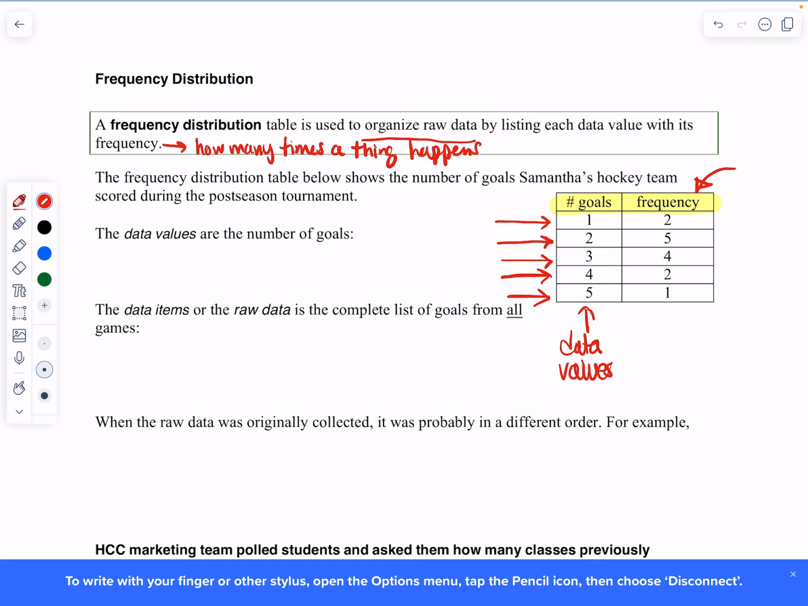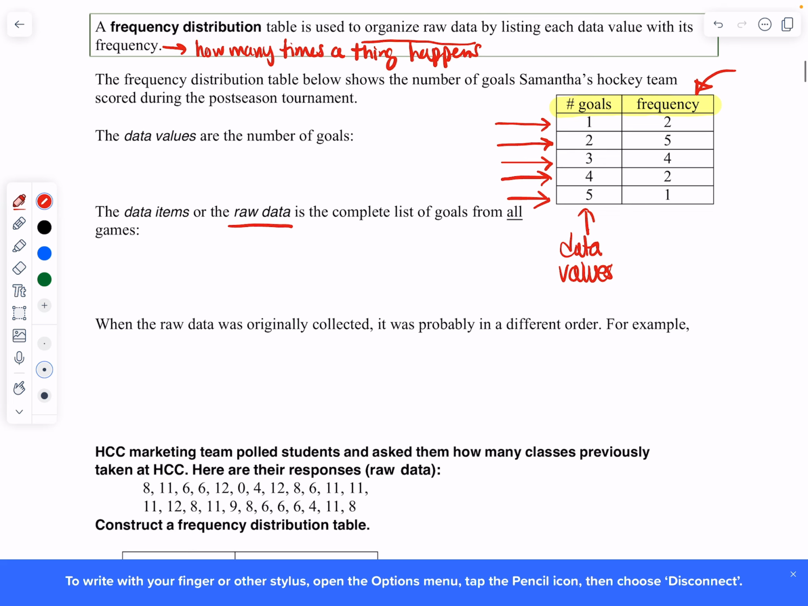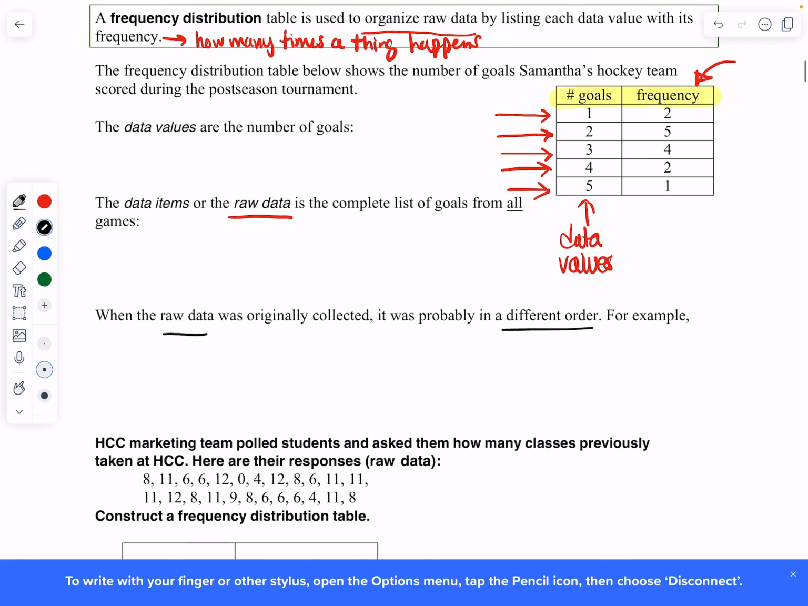The data items that we just looked at, which in this case was the number of goals, is a complete list. This is called raw data because I'm not really doing anything with it yet. I am just collecting data, so it's raw data. And by the way, with raw data, when we collect it, it is usually never in order. So let's go ahead and check out an example to show you what this really looks like.